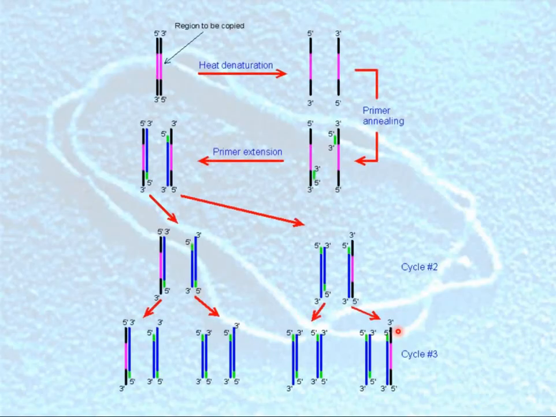This is another diagram showing how we go about it. Pink shows the region that needs to be amplified. Black is the region against which you have your primers. You need to know the sequence of this flanking region. Once you expose it to 94, 95 degrees Celsius, the two strands separate. Then you bring it to the annealing temperature, which can be anything between 40 to 60. Say if it is 50, depending upon the primers that we have used. In this case, the primers will go and anneal over here.